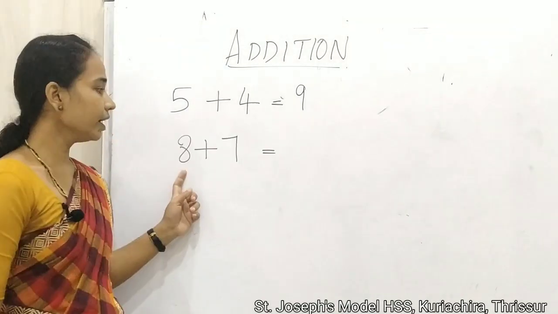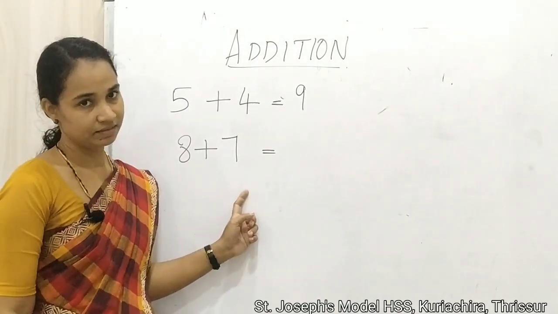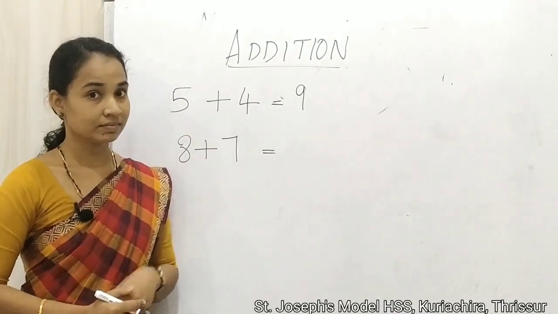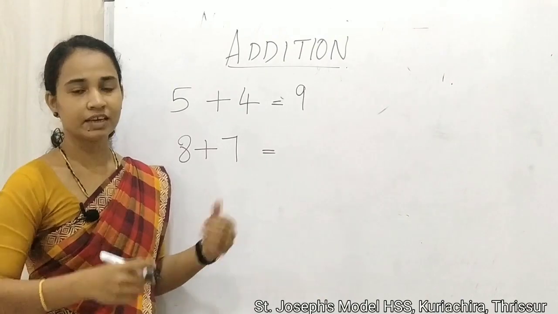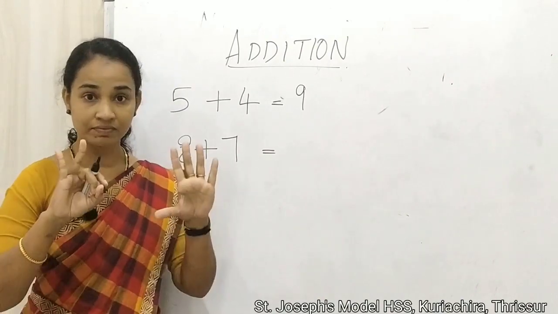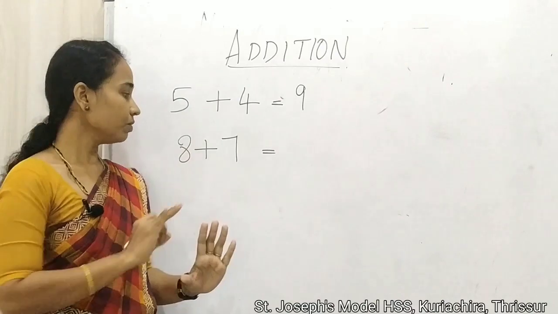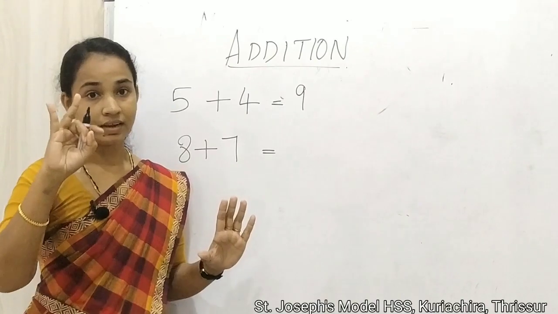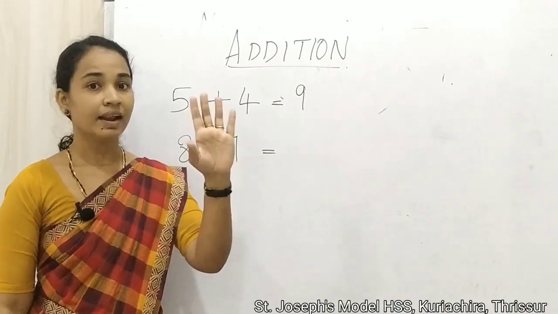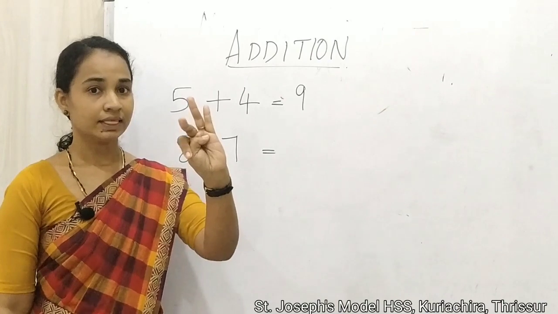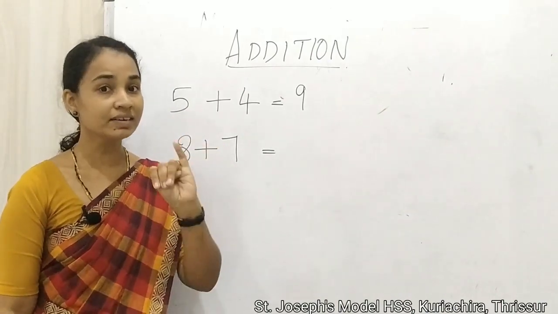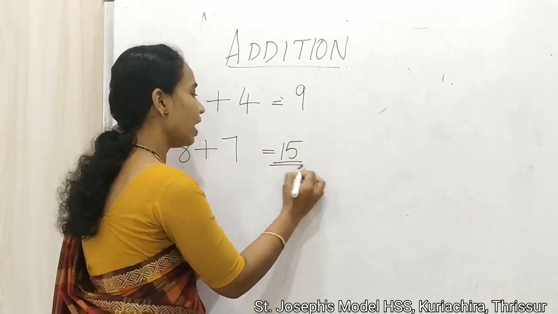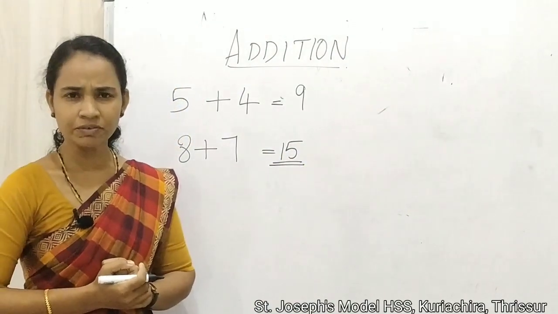Another example. 8 plus 7. Here, which is the small number? Yes, 7. So, take in your fingers. 7 fingers. Yes. Now, count from 8. 8 after 9, 10, 11, 12, 13, 14 and 15. So, 15. That is the answer. Is it easy for you?